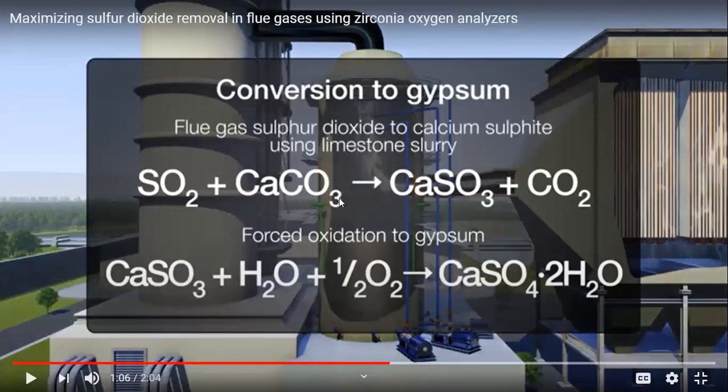So this is what happens during the limestone scrubbing. We'll first form the calcium sulfite, right? And then we'll add further air or oxygen at the bottom of the scrubber to form the calcium sulfate.